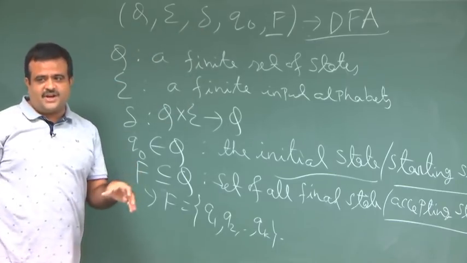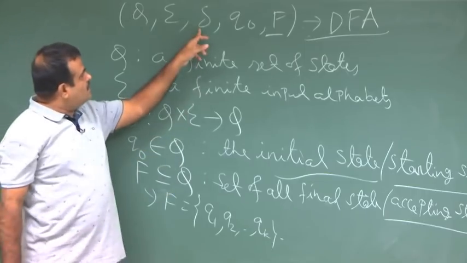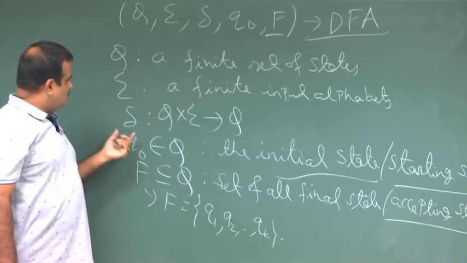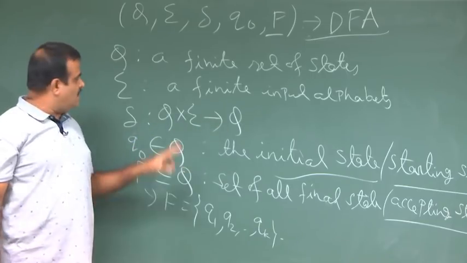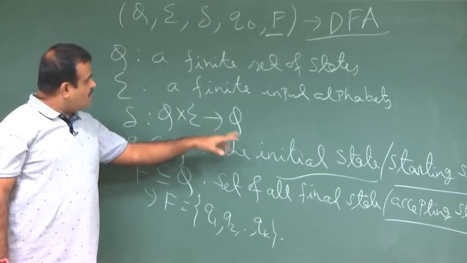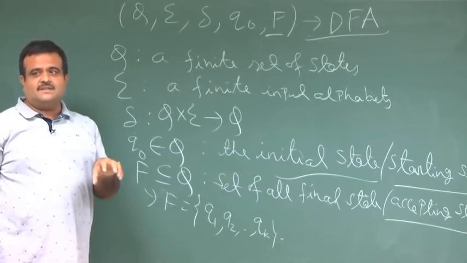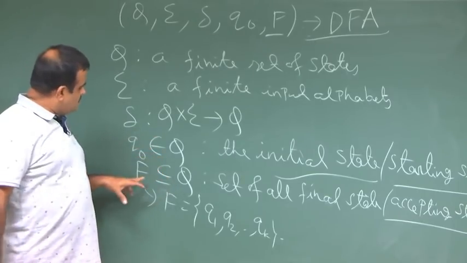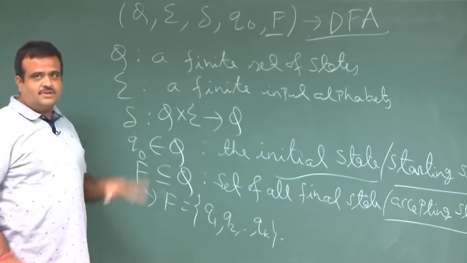Currently, we are at some state, we take input, we will go to another state. That rule will come from this function. So, this is a function from Q cross sigma to Q, and this is the initial state. Our system has an initial state, and then this is referred to as the final state. So, any DFA consists of this 5-tuple.